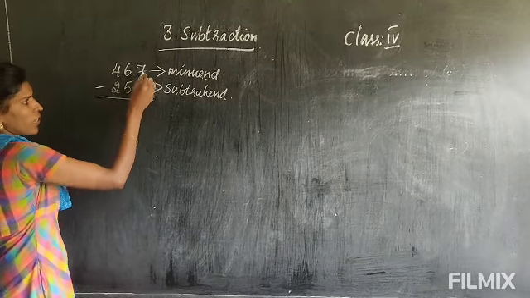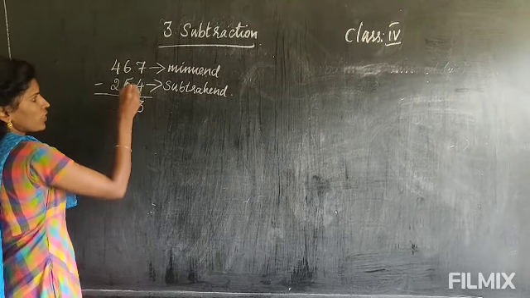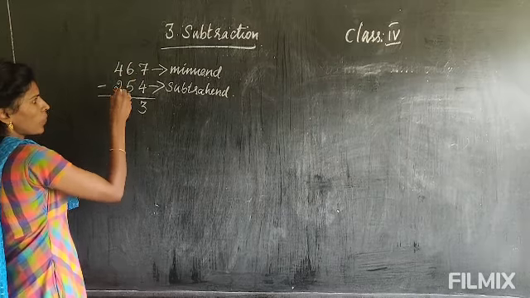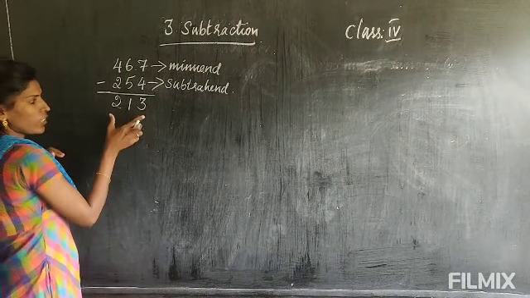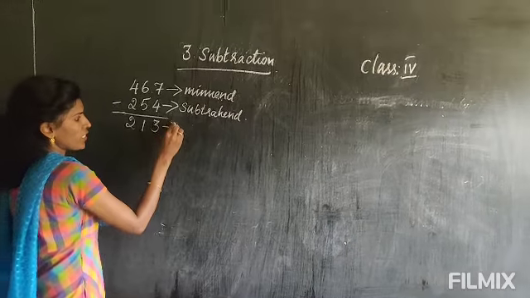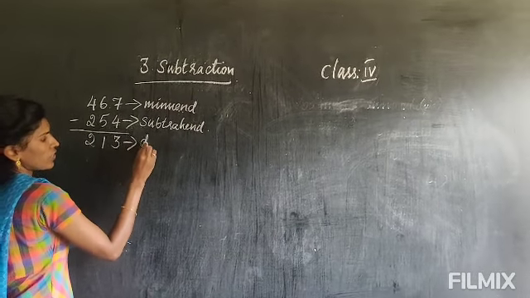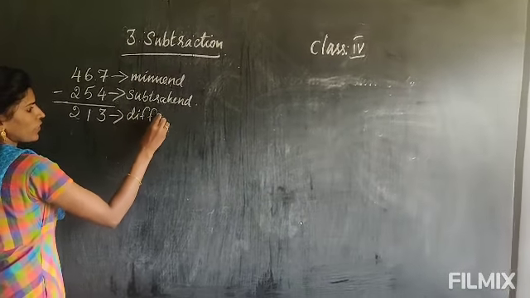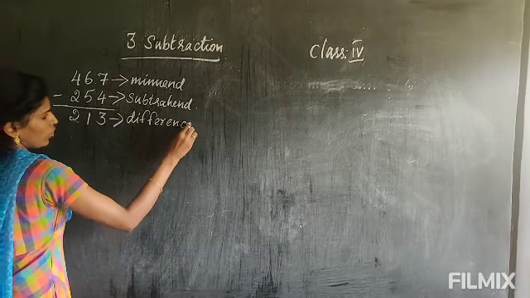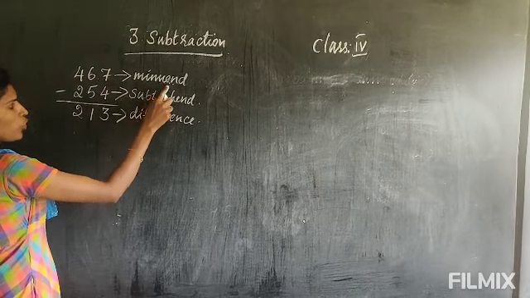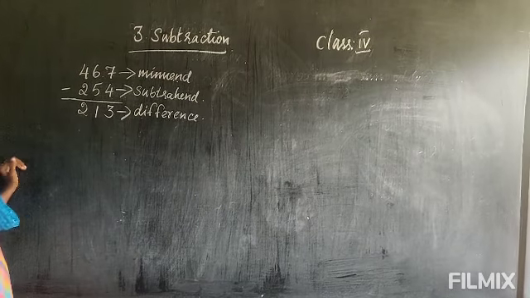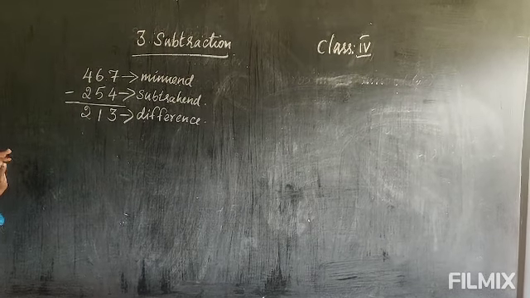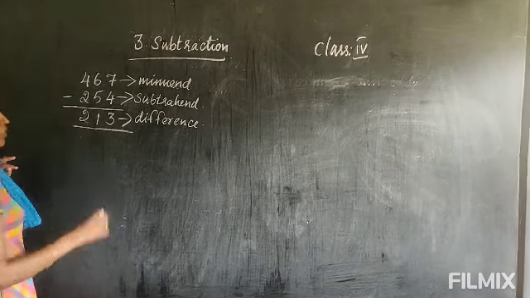Now let us minus. 7 minus 4, 3. 6 minus 5, 1. 4 minus 2, 2. So 213, this is the answer. This answer is called the difference. So always remember, the bigger number is the minuend, the smaller number is the subtrahend, and the answer is the difference.